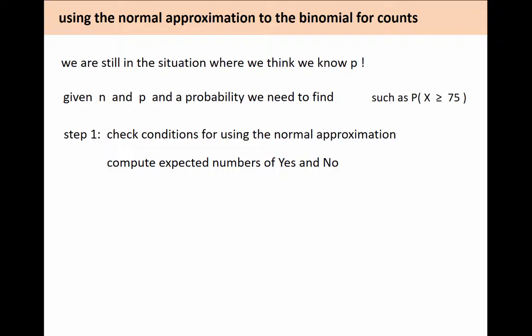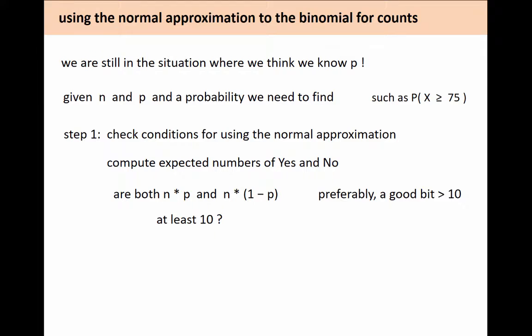In order to do that, we have to compute the expected number of yes and no, as we saw in the last PowerPoint. And we ask the question, are both n times p and n times 1 minus p at least 10? Preferably, we'd like them to be a good bit bigger than 10. And if the answer to that question is yes, the normal approximation is okay.